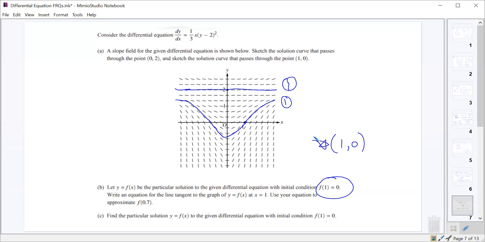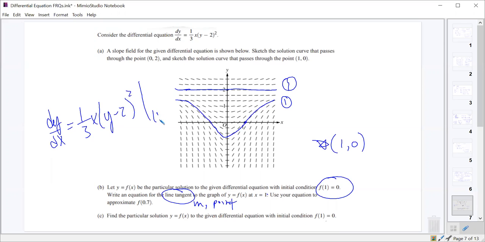And what would the slope be? That's what we need to write a tangent line, right? We need a slope and we need a point. Well, we've got the point, (1, 0), f of 1 equals 0. And the slope we should be able to find by plugging x equals 1, y equals 0 into dy/dx. dy/dx equals 1/3 x times (y minus 2) squared. We need to evaluate that at (1, 0) to find our value for our slope.